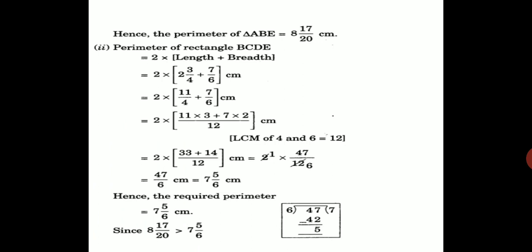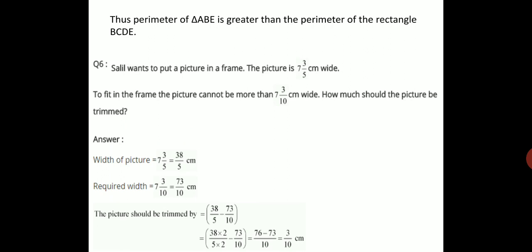When we compare, you can see 8 17 by 20 is greater than 7 5 by 6. Thus the perimeter of triangle ABE is greater than the perimeter of rectangle BCDE. Now I think it is clear to you how we have done the question.